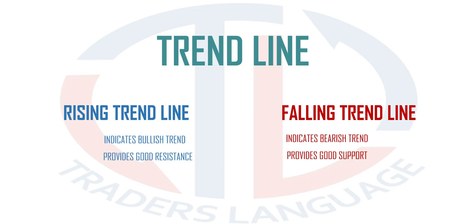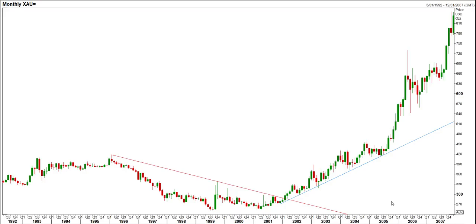If the price is trading above the rising trend line, it will be indicating that the market is bullish, and the rising trend line drawn below the price will give good support to the price. On the other hand, when the price is trading below a falling trend line, it will be indicating the bearish trend prevailing in the market. And a falling trend line drawn above the price will provide good resistance to the market. So now we are supposed to apply these trend line concepts on a practical basis on the chart.